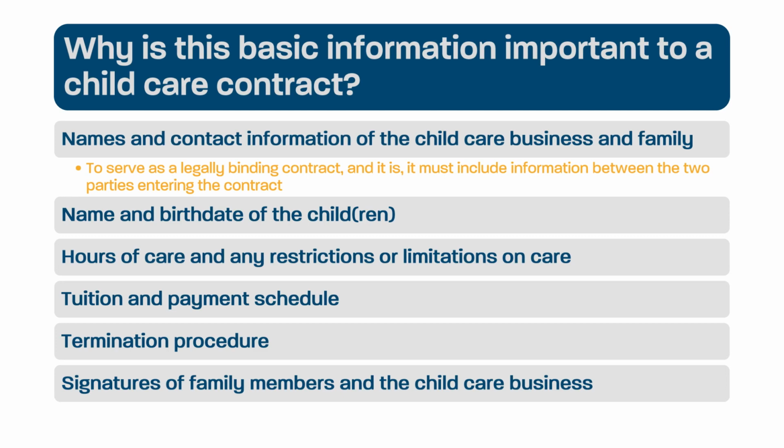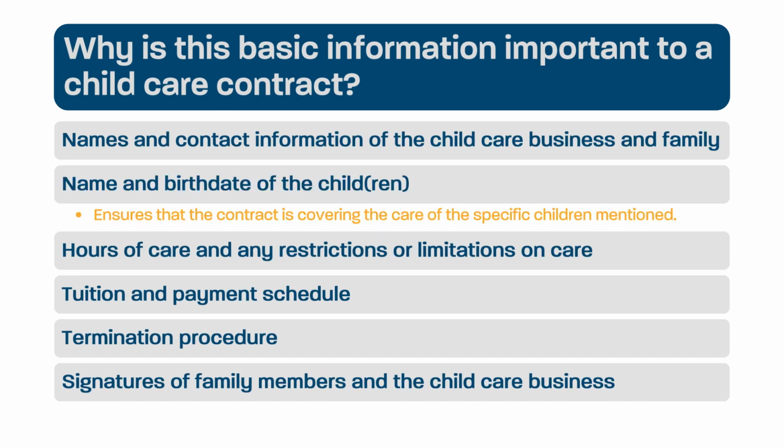Names and contact information of the childcare business and family and or party responsible for payment. For this document to serve as a legally binding contract, and if it is written correctly, it must include information between the two parties entering into the contract. In this instance, the family member or members responsible for enrolling and paying for the childcare services and the childcare business. Notice we said, family member or members responsible. In some cases, this could be both parents or one parent and or guardian. In other cases, this could mean a grandparent, family member, guardian, or foster parent.